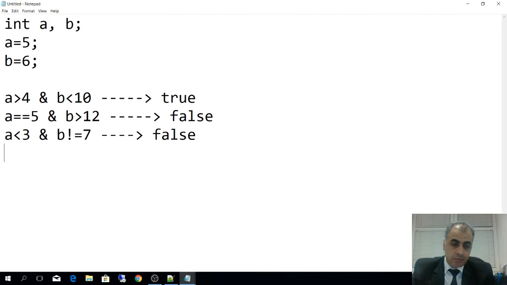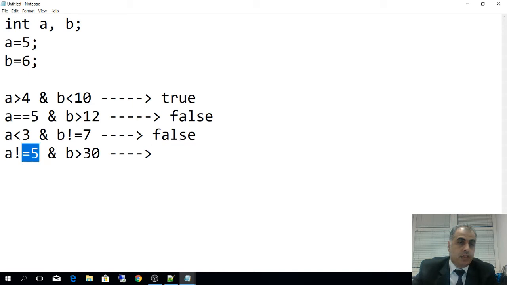And the last example, because I would like to give an example for all of them. For example, A is not equal to 5 and B is greater than 30. As you see, A is not equal to 5 is false because it's 5. B is greater than 30 is also false because it's 6. False and false, the result is false.